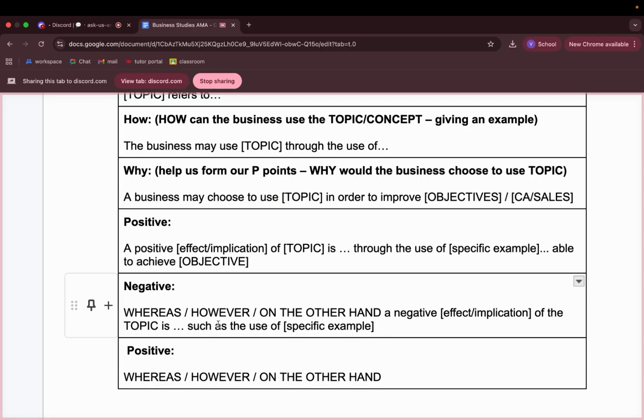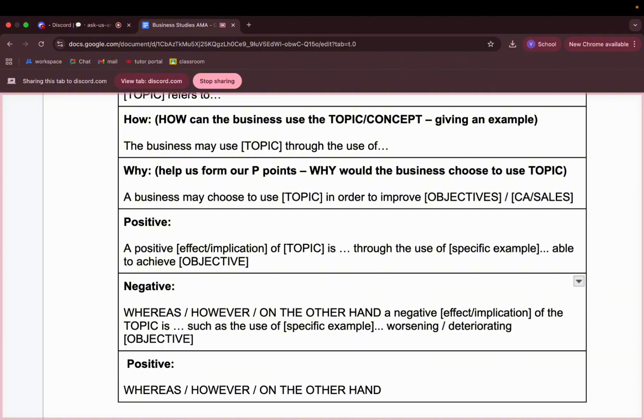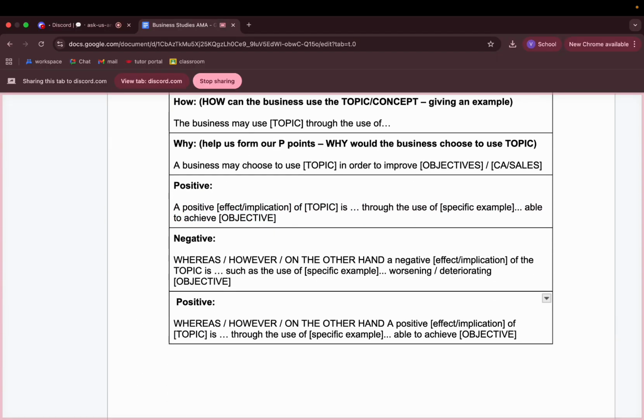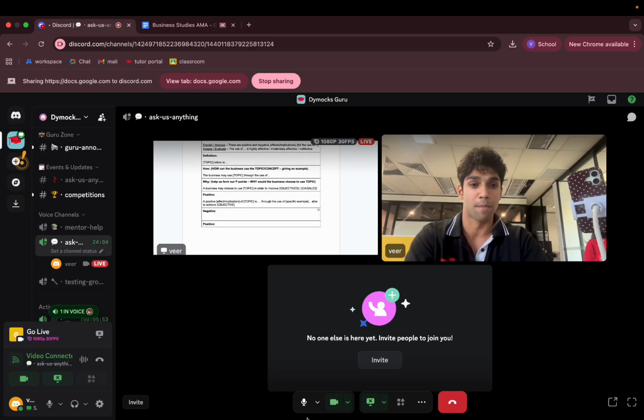So, such as blah, blah, blah, worsening / deteriorating, whatever the objective might be. So again, we have to link every positive, every negative point to an objective. Now, this positive point is going to be the exact same. So it's going to be the exact same, other than the fact that we have whereas, however, on the other hand, right at the start. Sweet.